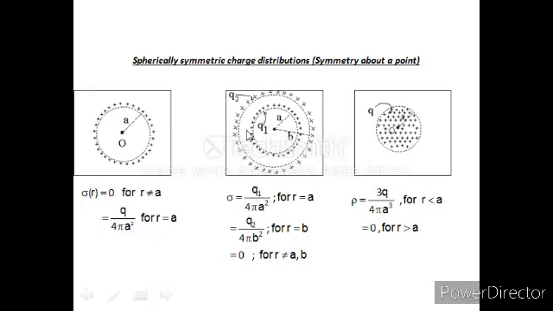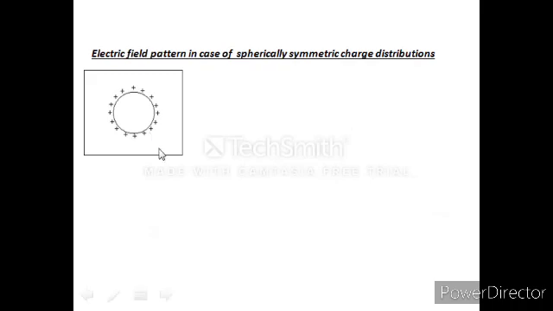So this was about charge distribution with a spherical symmetry. Let's see what would be the pattern of field. In all such cases where there exists symmetry about a point, the field will be directed along the radius. It could either be towards the center or away from it, depending on the nature of charge. But one thing is sure, that the field will be along the radial direction. Let's see this. In this first case, this would be the pattern of field.